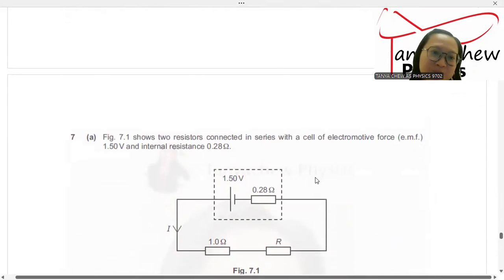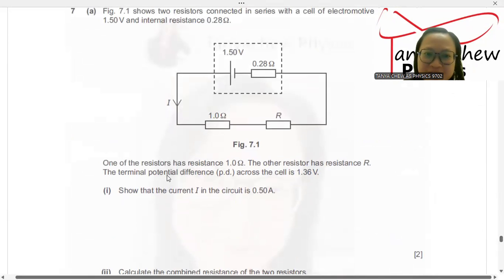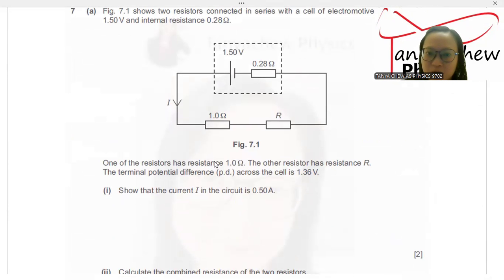Now, the next one, question number 7a. Fig 7.1 shows two resistors connected in series with a cell of electromotive force, EMF, 1.5 volt, and internal resistance 0.28 ohm. One of the resistors has resistance of 1 ohm. The other resistor has resistance R. The terminal potential difference, PD, across the cell is 1.36 volt. Show that the current in the circuit is 0.5 ampere.